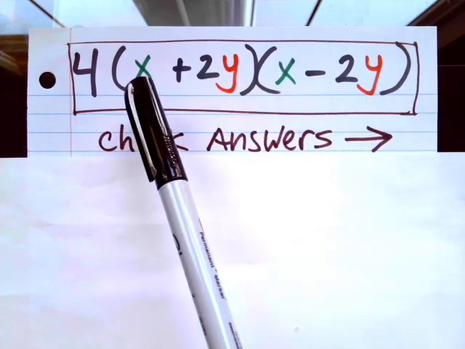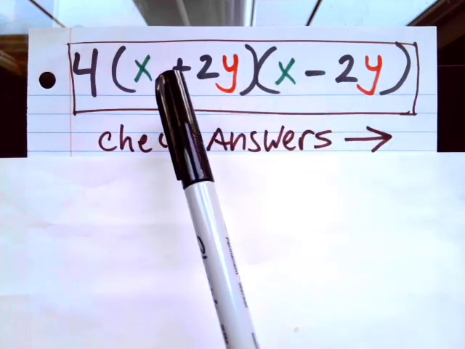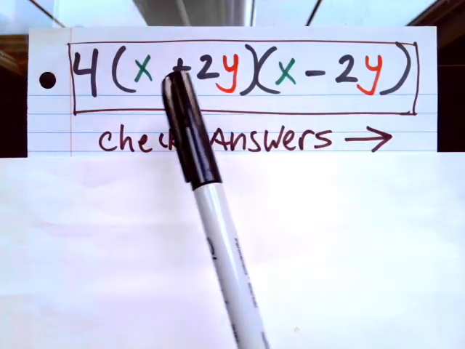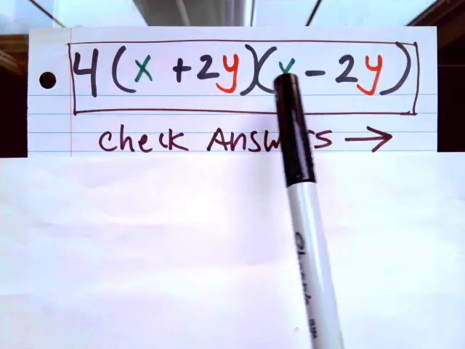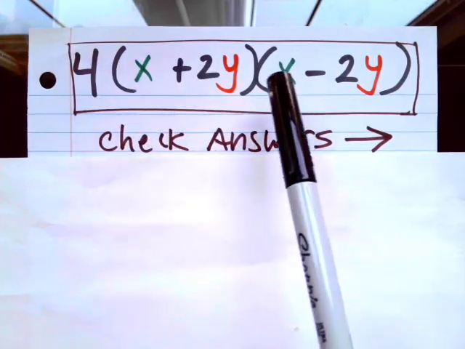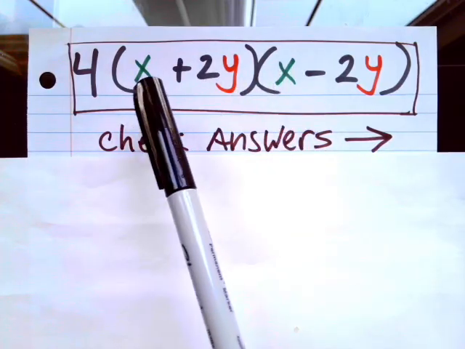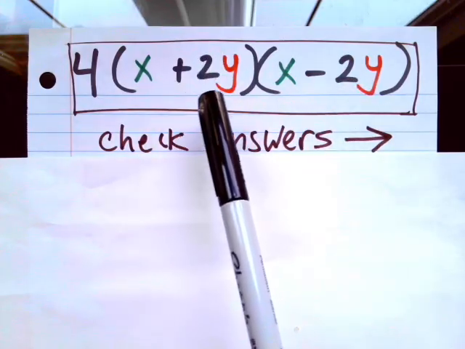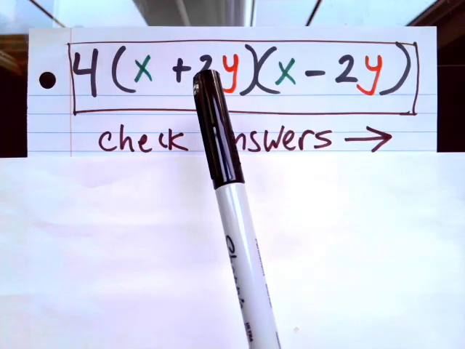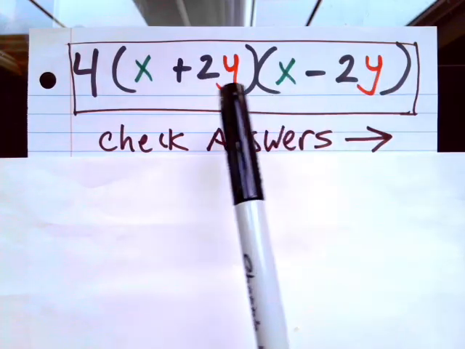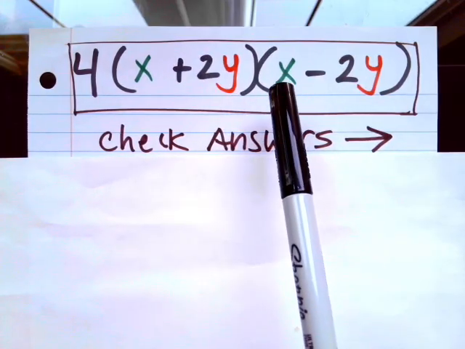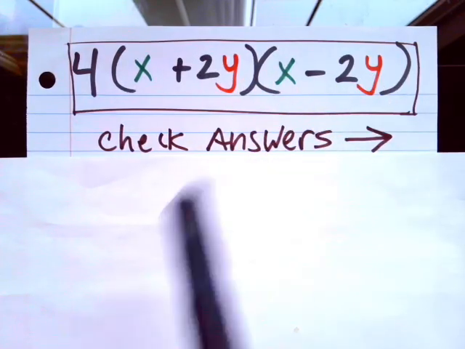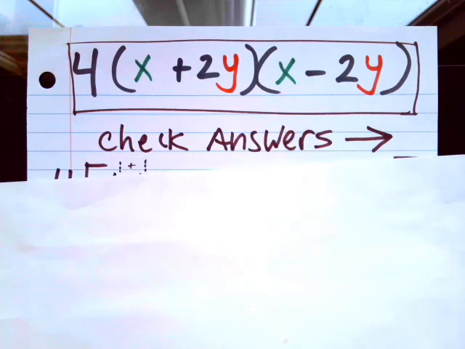But first, we're going to perform FOIL, first, outer, inner, last, with these two particular parenthesis terms. So x times x, then x times a negative 2y. Then I'm going to take this 2y and distribute it with each of the terms here to the right. So 2y times 1x, 2y times a negative 2y. And so that's what I'm showing you here.